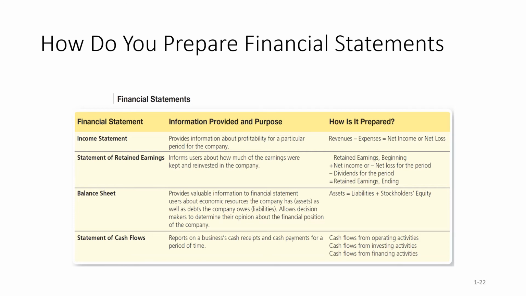In looking at our last statement, the statement of cash flows, it again reports the company's cash receipts and cash payments. We have three different sections of it: the operating, investing, and the financing activities. You'll again note that the statement of cash flows essentially tells us where the cash is coming from and what we are using it for.